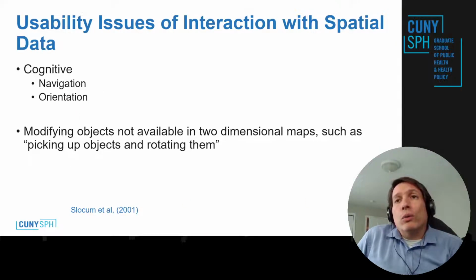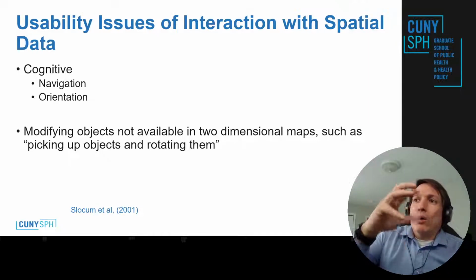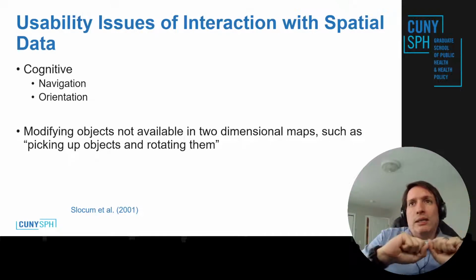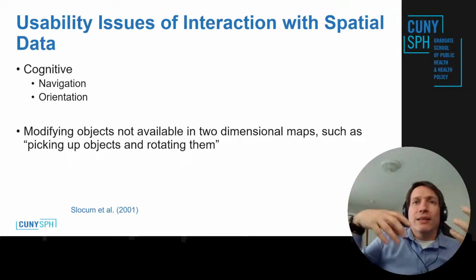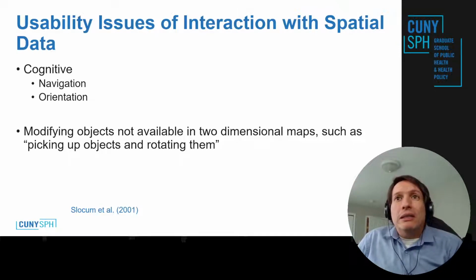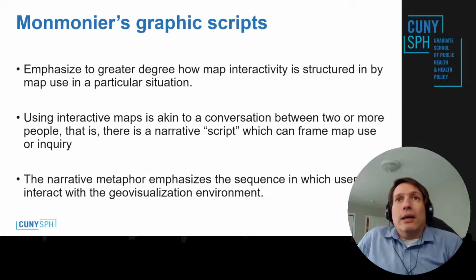And also we have challenges in how to modify objects that are not available in two-dimensional maps. How do I pick an object, how do I rotate them? Because right now the haptic technology is limited, and then we need to have other representations and other manipulation and other ways to help people interact with the data. But those are some of those usability challenges that we are facing nowadays in interactivity.